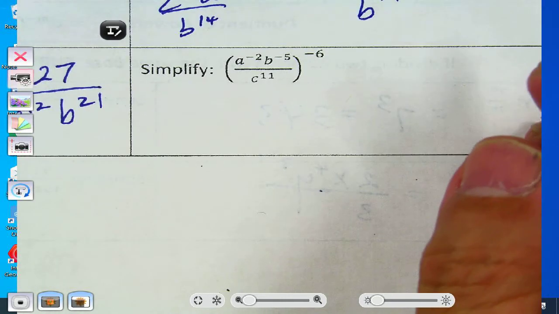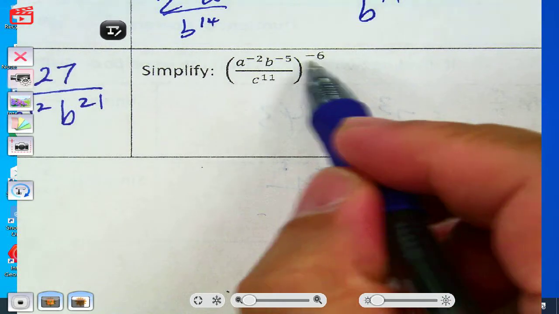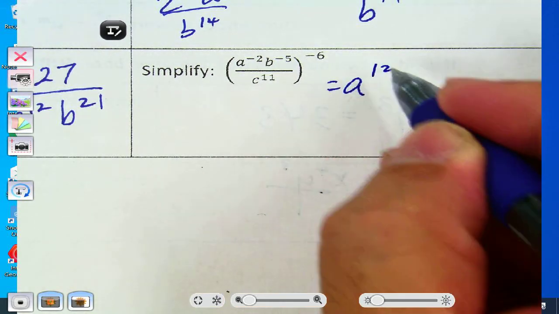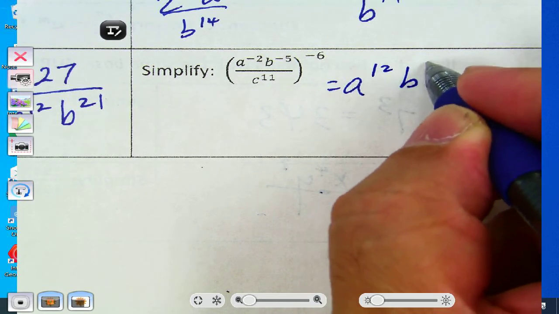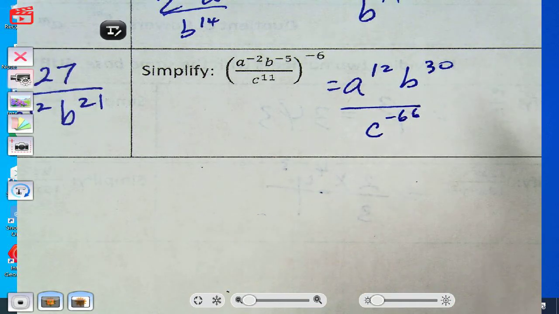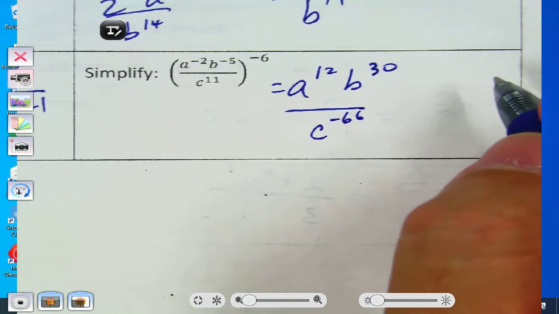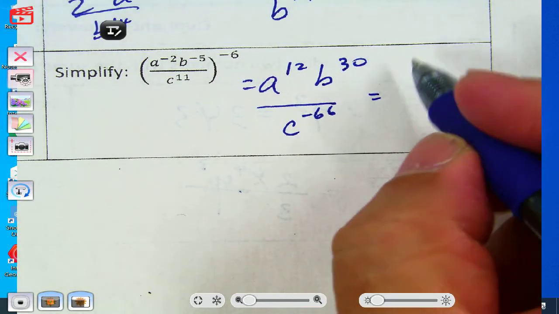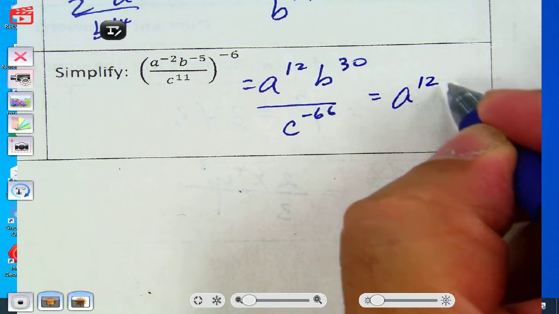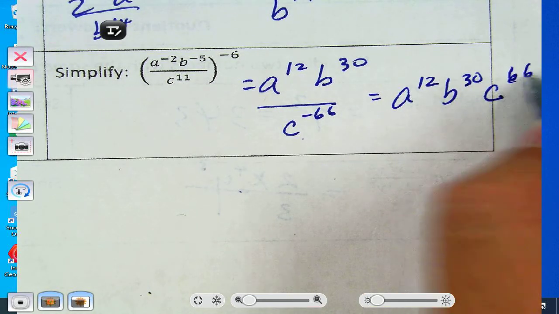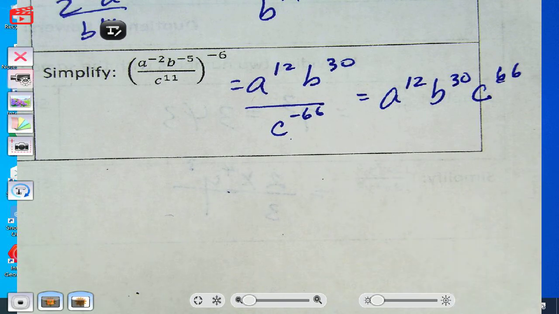Alright, I am now distributing the negative exponents. So that's going to be a to the positive 12, b to the positive 30, and c to the negative 66 in the denominator. Golly. Alright, so I got one negative exponent. And remember, if it's a negative exponent, you've got to get rid of that negative sign. So it's in the denominator, so it's going to move to the numerator, become a positive exponent. And since there is nothing left in the denominator, I don't even bother to write it.